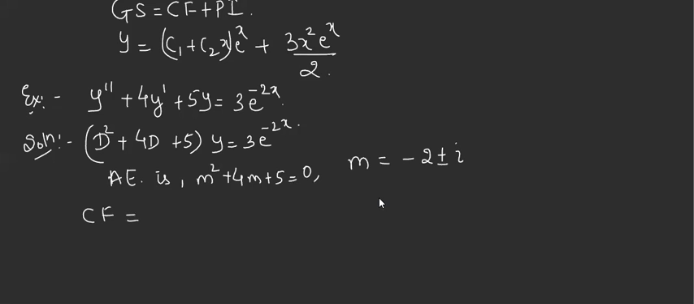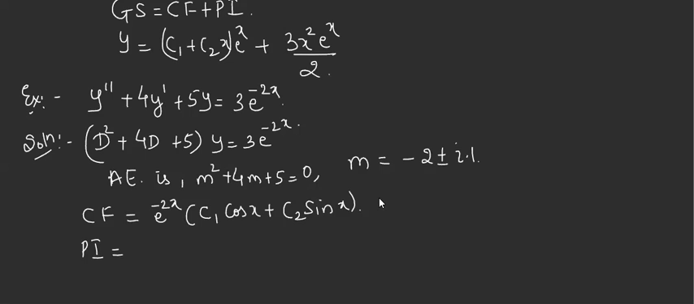How to write CF? CF is e to the power minus 2x, into C1 cos x plus C2 sin x. Very good. Important thing is PI.